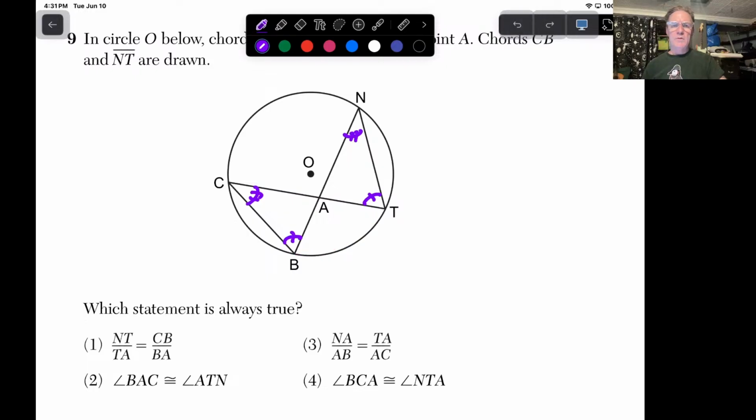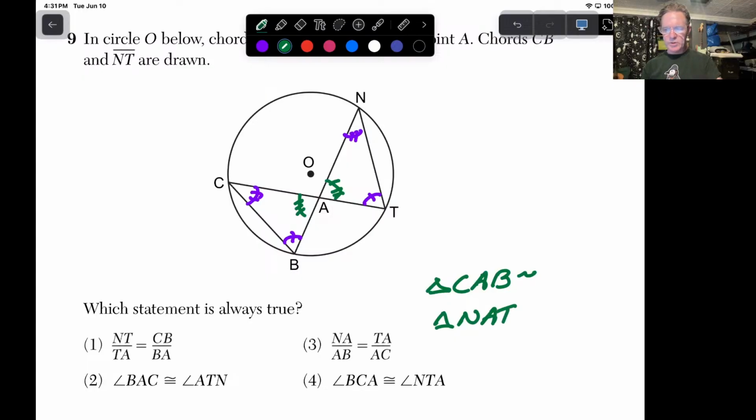So we have two sets of congruent angles, and we actually have the angles in the middle, right? These are vertical angles. So these triangles are similar to each other. It's just a dilation question. So which statement is always true? So if we know triangle CAB is similar to triangle NAT.